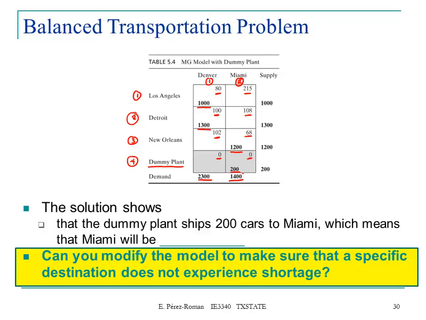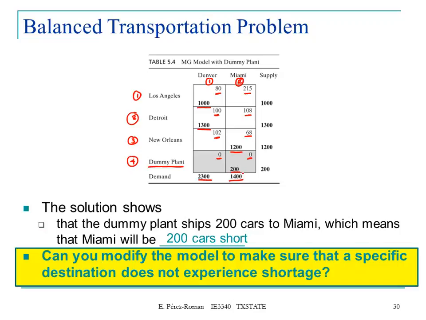Now, if you look at the solution, you notice that from the table, the units are sent on those boxes where the cost is small. So for instance, from Los Angeles to Denver, the cost is 80, Detroit 100, and New Orleans is 68. For those links where the cost was higher, there's no units assigned. Same thing applies to this node. Since the cost is 0, then it's cheaper for you to have those 200 units not satisfied in Miami. Now, the solution shows that the dummy plant ships 200 cars to Miami, which means that Miami will be 200 cars short.